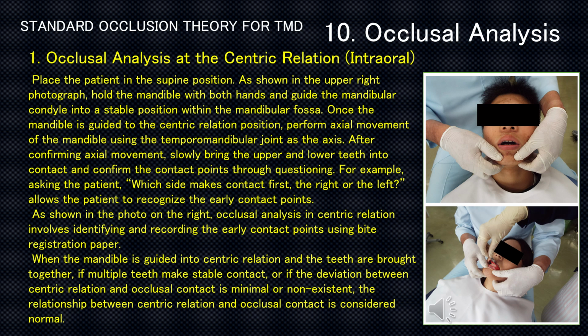As shown in the photo on the right, occlusal analysis in centric relation involves identifying and recording the early contact points using bite registration paper. When the mandible is guided into centric relation and the teeth are brought together, if multiple teeth make stable contact, or if the deviation between centric relation and occlusal contact is minimal or non-existent, the relationship between centric relation and occlusal contact is considered normal.